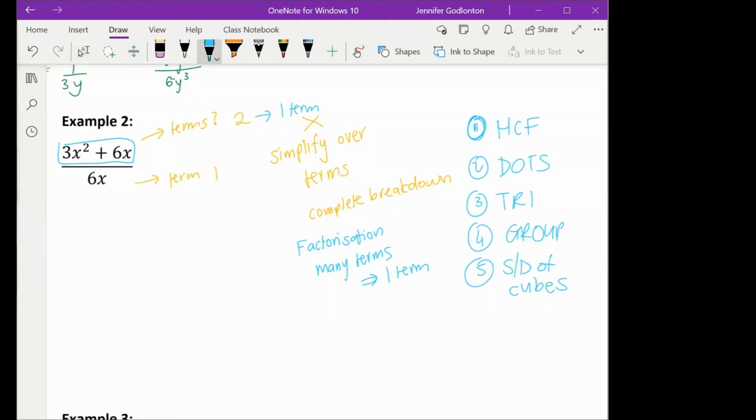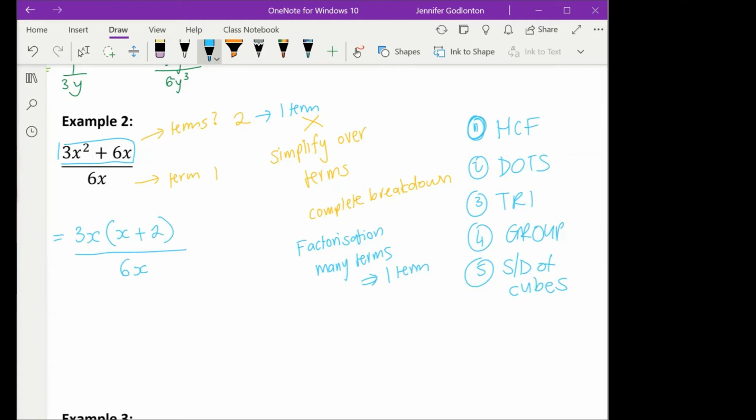So can I take out a highest common factor here? Can I take out something from 3x squared and 6x? Take out 3x. Good. I'm taking out 3x as my highest common factor, and I'm going to be left with x plus 2, and that is all over 6x.